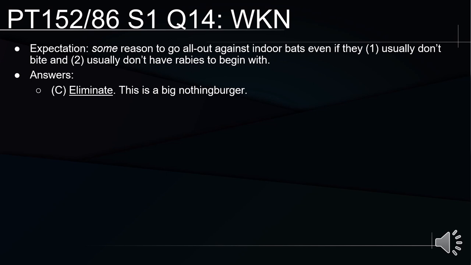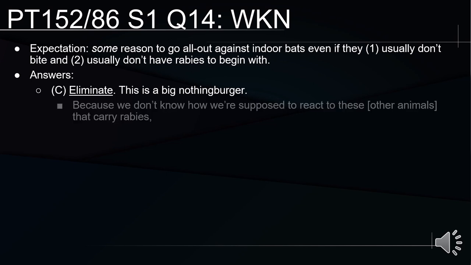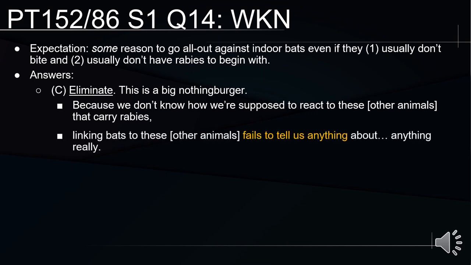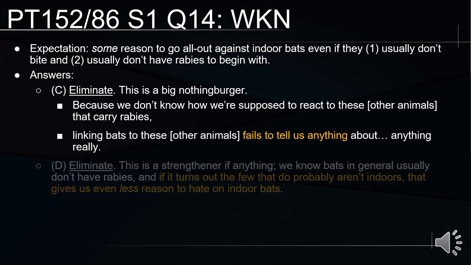This is also an elimination. Most animals that carry rabies are animals of species that under normal conditions very rarely bite people. Because we don't know how we're supposed to react to these other animals that carry rabies. Are we supposed to see them as threats? Are we supposed to not see them as threats? Is it justified to get rid of these other animals if we see even one inside a building, etc.? We just don't know how we're supposed to react to these other animals. Linking bats to these very same other animals fails to tell us anything about anything, really.